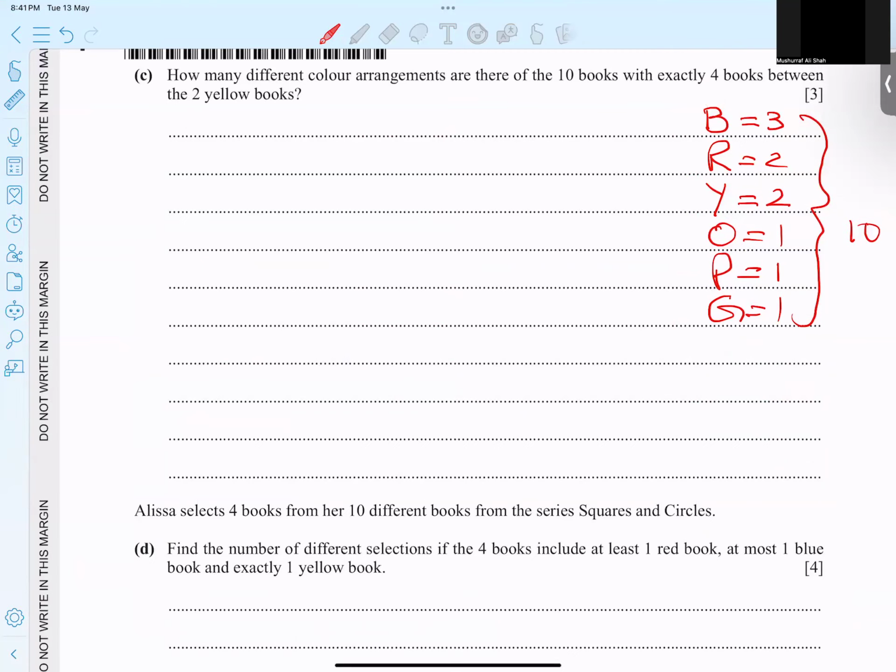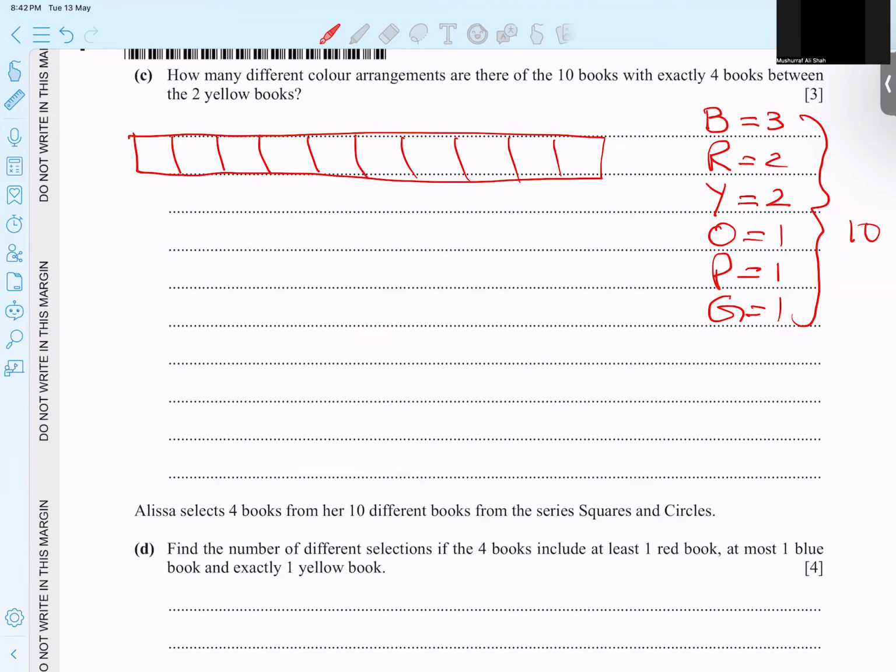How many different color arrangements are there? How many different arrangements are there, and make sure, students, different color arrangements, if there are exactly 4 books between 2 yellow books. Okay. Look at now again. 1, 2, 3, 4, 5, 6, 7, 8, 9. 9 lines, 10 boxes. Have a look now. He's saying 4 books between 2 yellow.